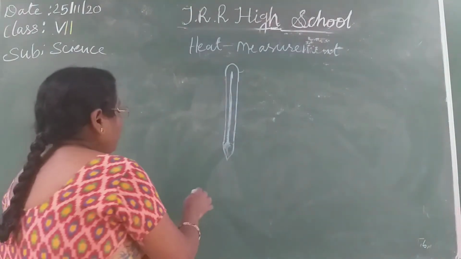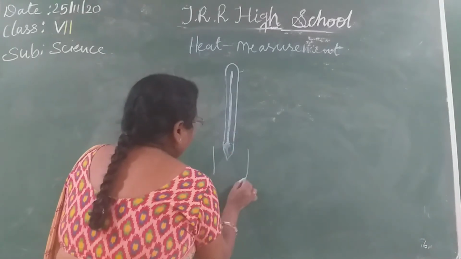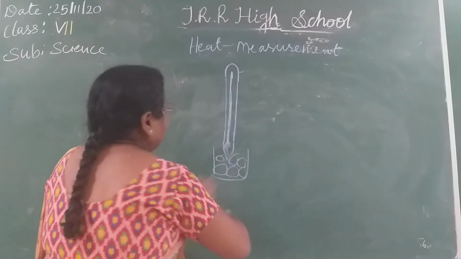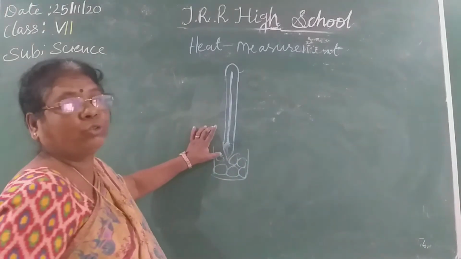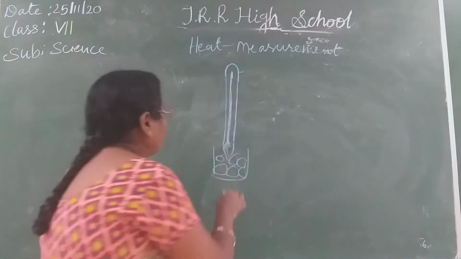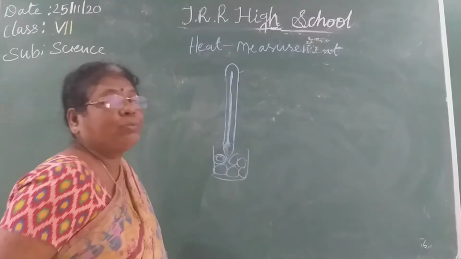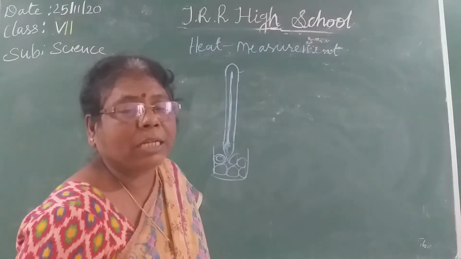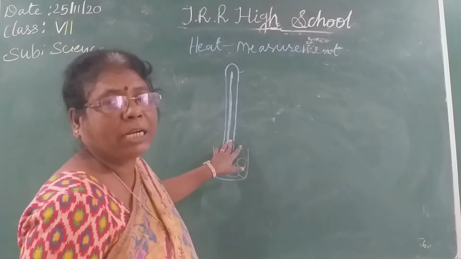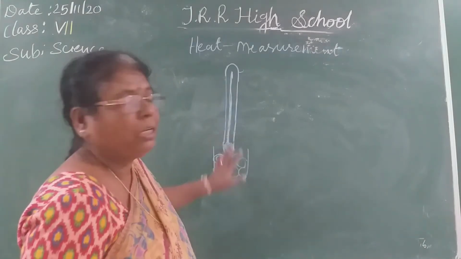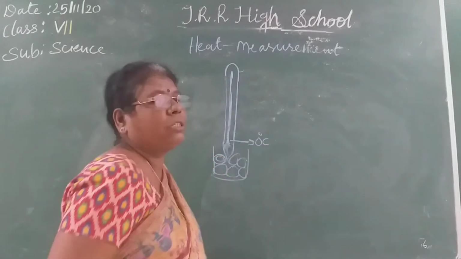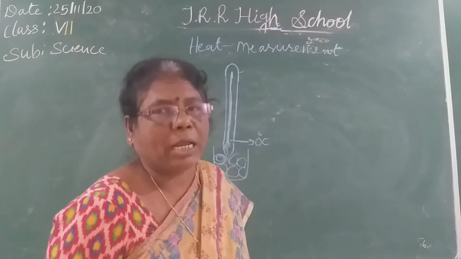Take a glass tube and take some ice cubes in the glass tube. The bulb of the thermometer should touch the ice cubes. Keep it. When the ice cubes start melting, at that time you see the reading on the thermometer. The mercury expands and shows you 0 degrees Celsius. So 0 degrees Celsius is the melting point of ice.